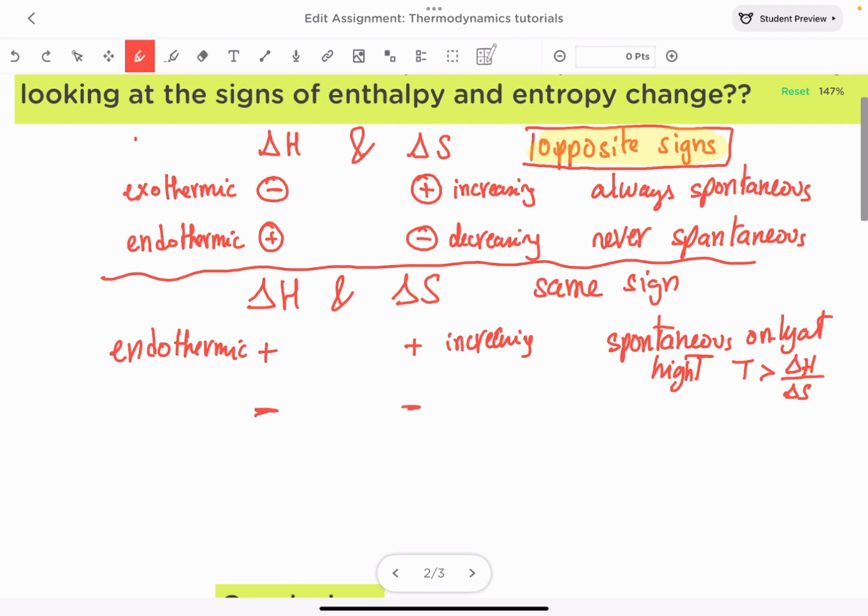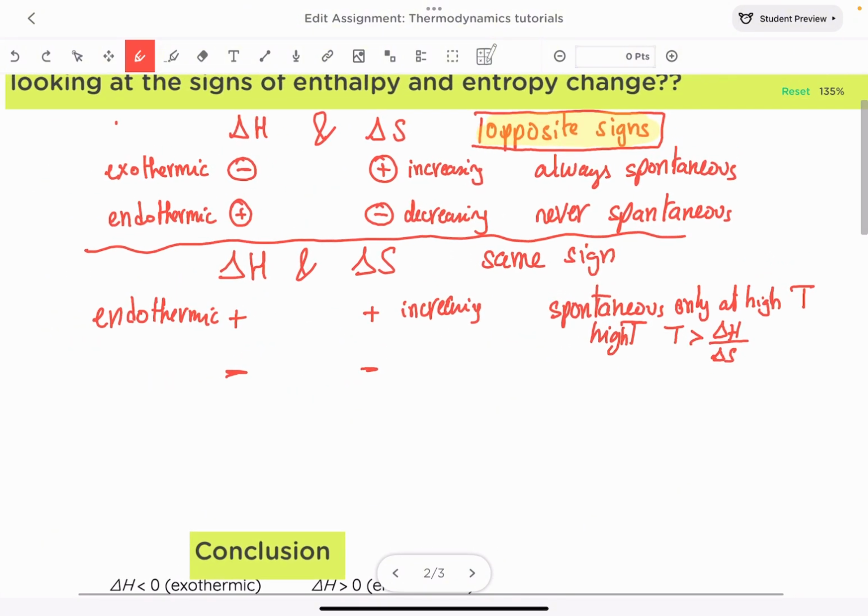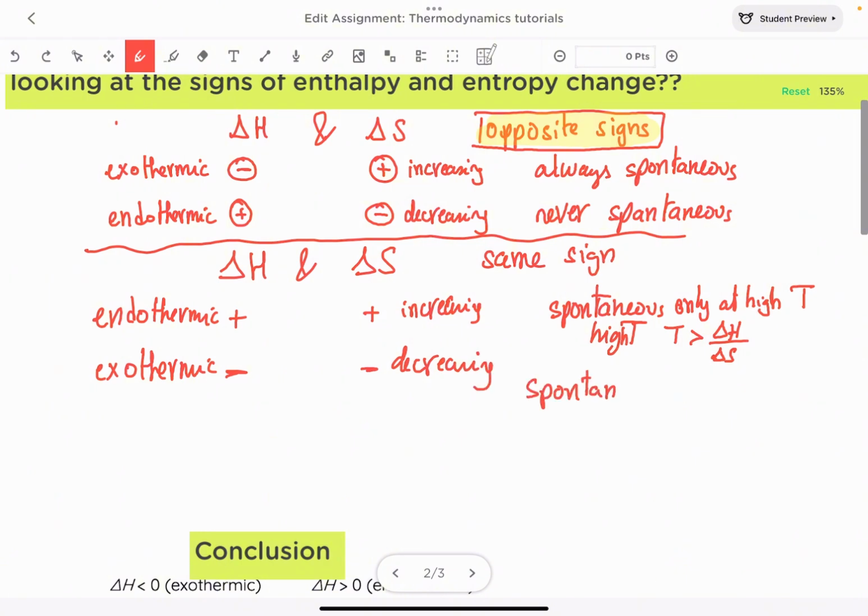And if the reaction, I'm just going to change this a bit. It looks weird the way I wrote it. So spontaneous only at high temperature. And if I have the system exothermic, and the entropy is decreasing, there's a condition. This one would be spontaneous only at low temperatures. It means that the temperature must be less than delta H over delta S.